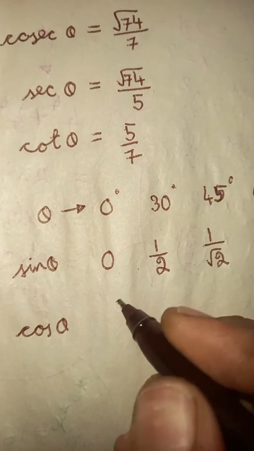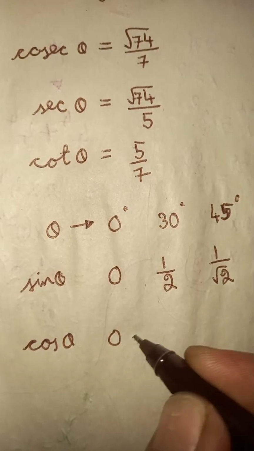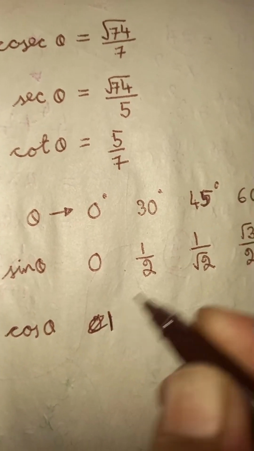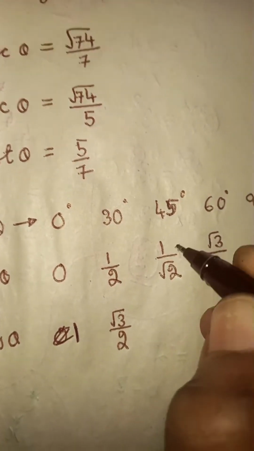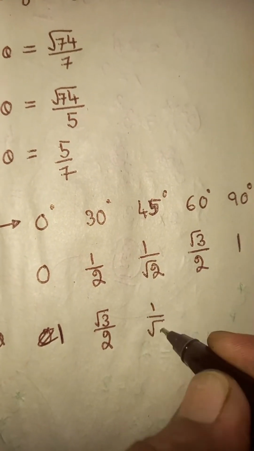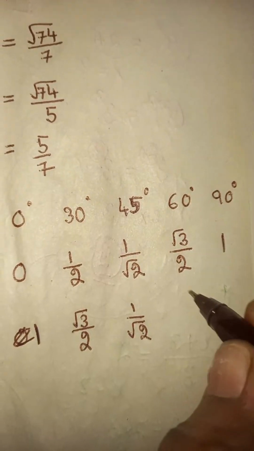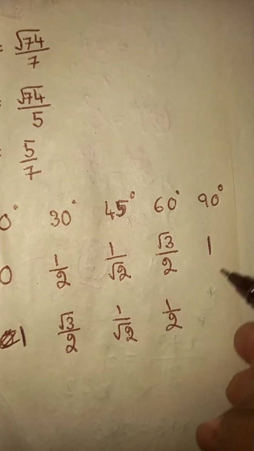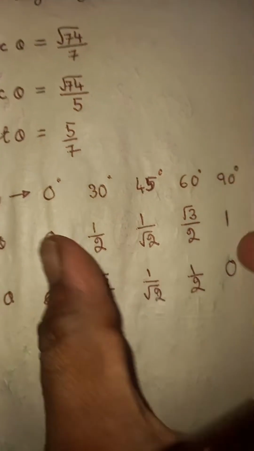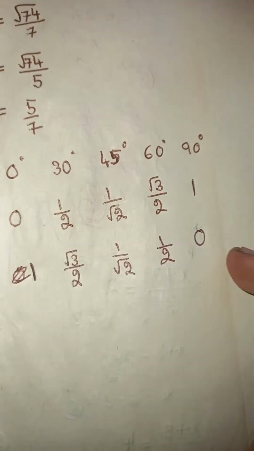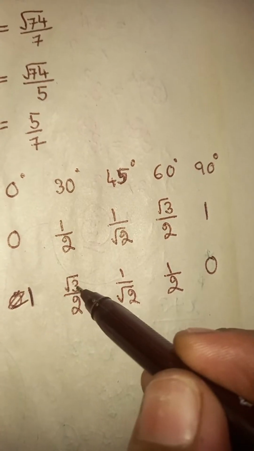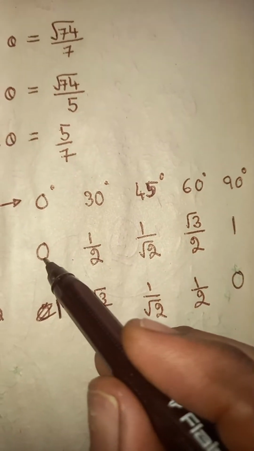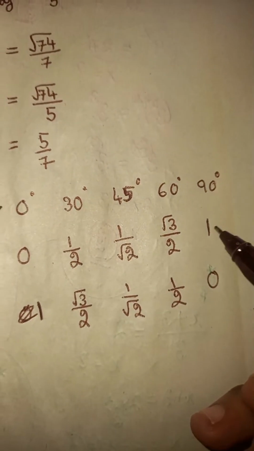In the same way, cos theta comes in a reverse way. Cos of 0 degree is equal to 1, cos 30 is equal to root 3 by 2, cos 45 equal to 1 by root 2, cos 60 equal to half and cos 90 equal to 0. The same thing written in reverse order becomes cos theta. Here it goes from 1 to 0, while sin theta goes from 0 to 1.